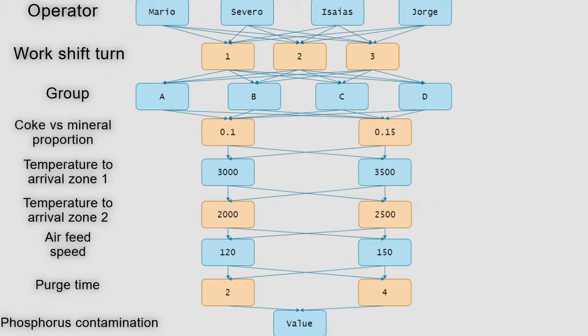You can have an operator working in a different work shift and in a different group with some portion of coke mineral and working with different temperatures in the 2 different zones with some air feed speed and different blast furnace purge time, and phosphorus contamination will give different values. Those are the variables that we are using in this project.